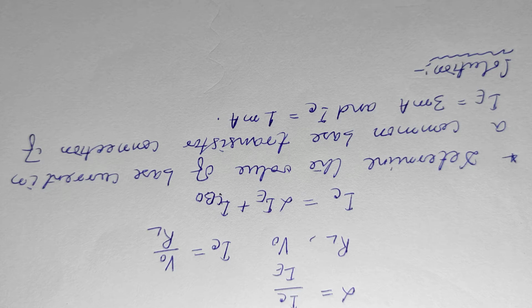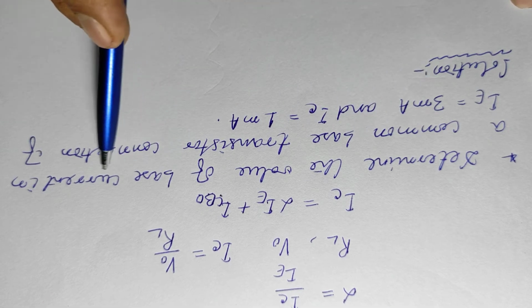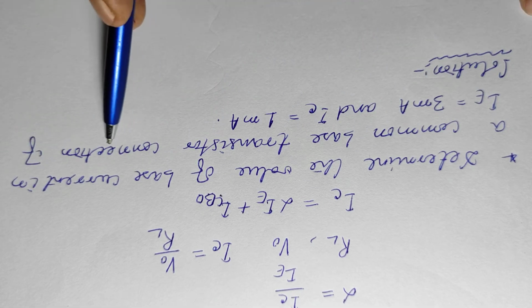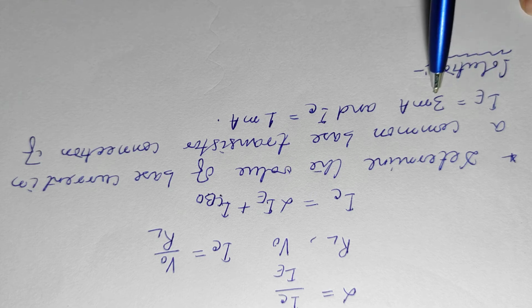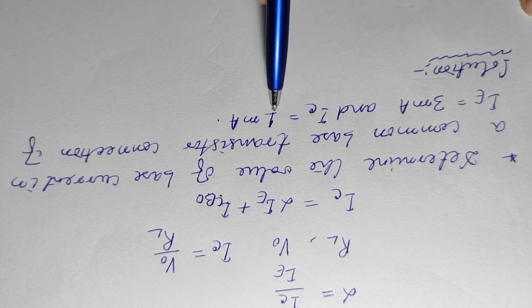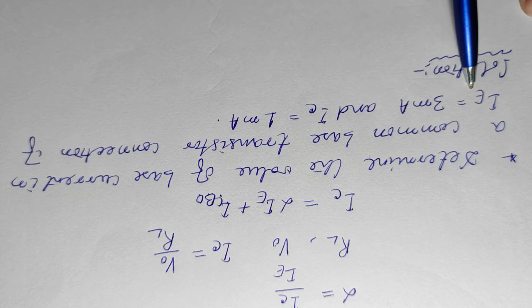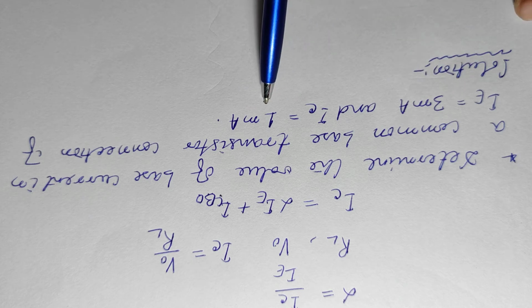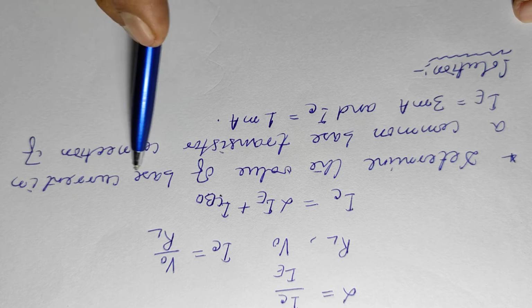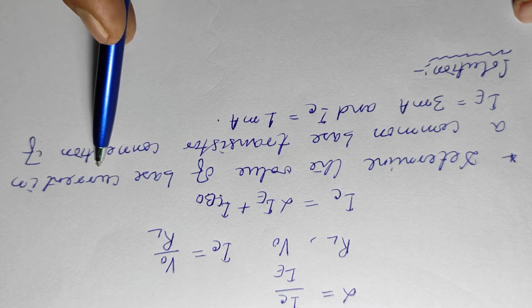See here: determine the value of base current in a common base transistor connection if emitter current is equal to 3 milliampere and collector current is equal to 1 milliampere. Emitter current is given, collector current is given, and you have to find out base current. That means you have to find out IB.